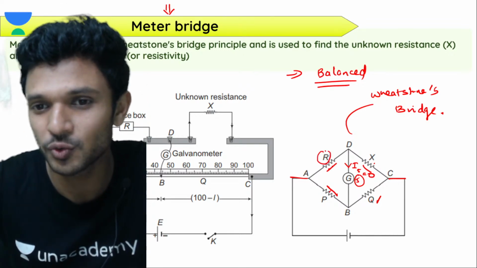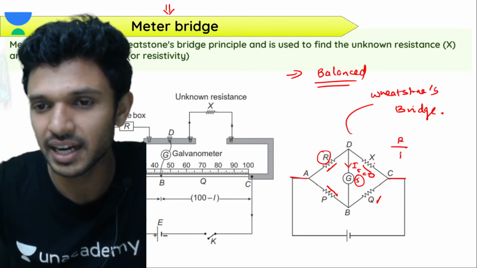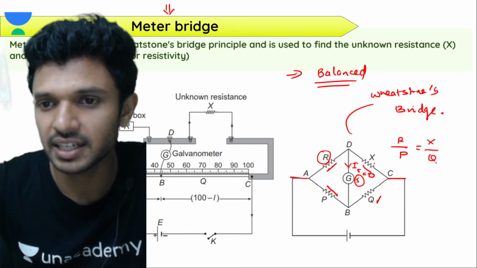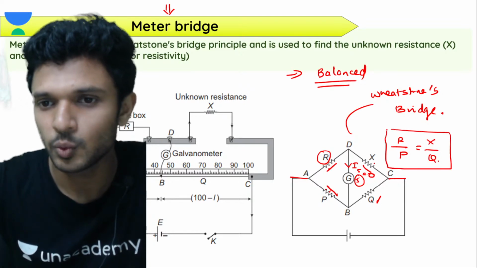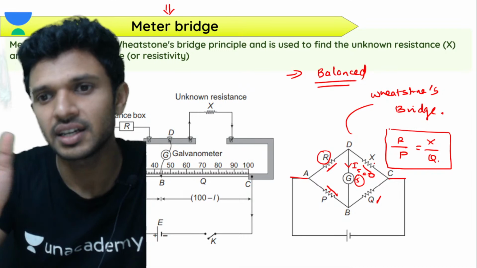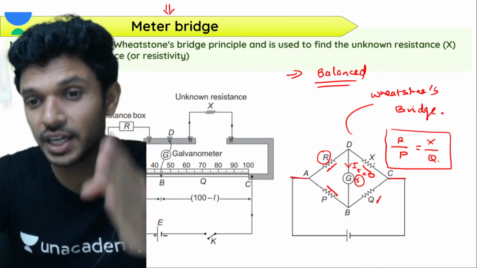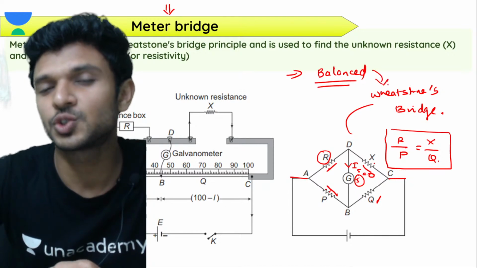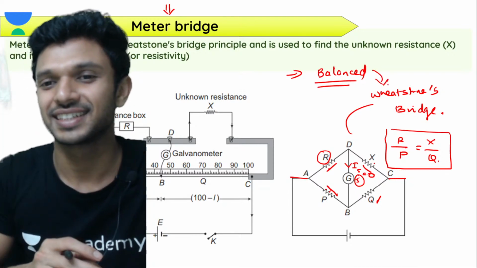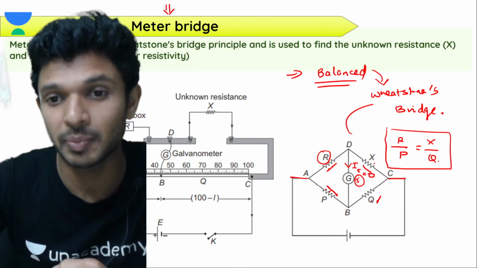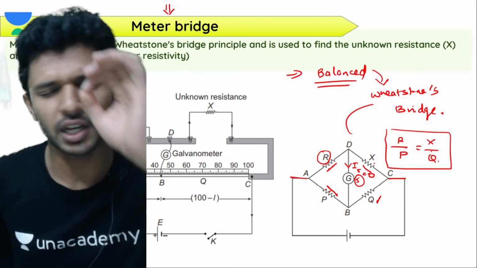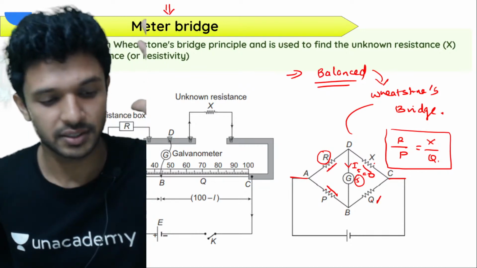Those who forgot, it is R divided by P equal to X divided by Q. Will this ratio always be equal? No. This will only be satisfied when the given Wheatstone bridge is balanced. And whenever the Wheatstone bridge is balanced, R by P will be equal to X by Q. Note it down. Very important. Super important.